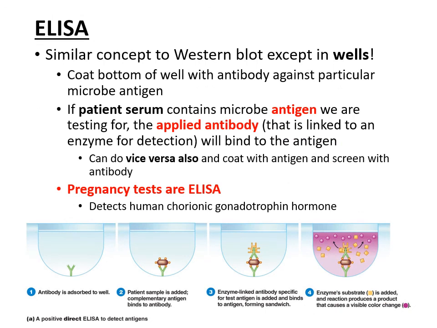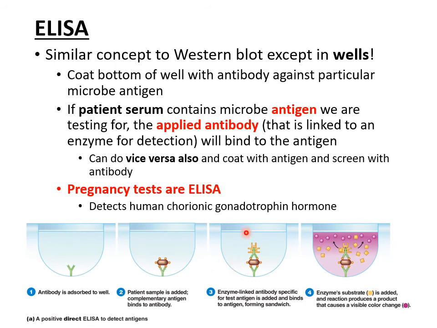The last one for serology is ELISA, and that's the one that you'll perform in lab. This is a similar concept to Western blot, except now it's performed in wells or even in flat strips. What you do is you coat the bottom of each well with an antibody, an antibody matching the suspected antigen. You then add the patient's serum, and if they're infected, then they'll have the antigen that sticks to that antibody.